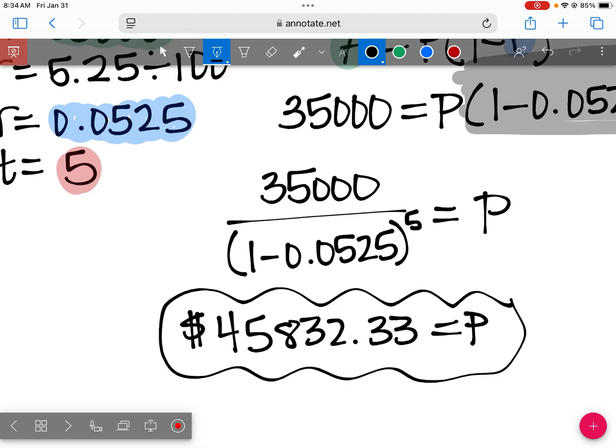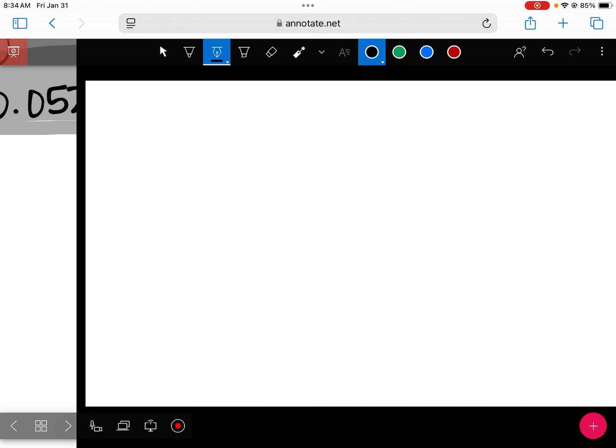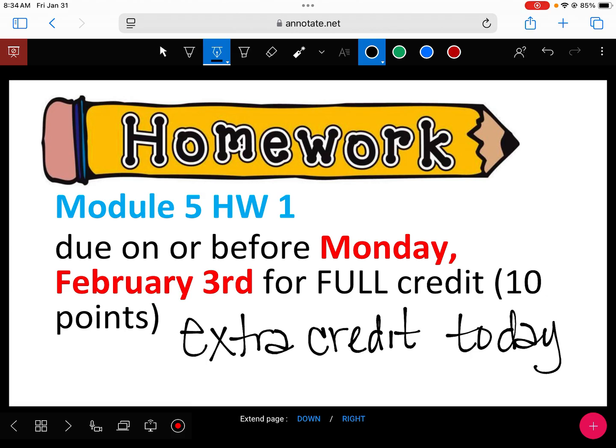All right. Can everybody take out homework 1? Homework 1 is due on Monday, and I am giving extra credit for it today. So 1 minus 0.0525. Close the parentheses. Hit the exponent key. That's what you didn't do on the last one. And then 5. So the last time you didn't hit the exponent key.